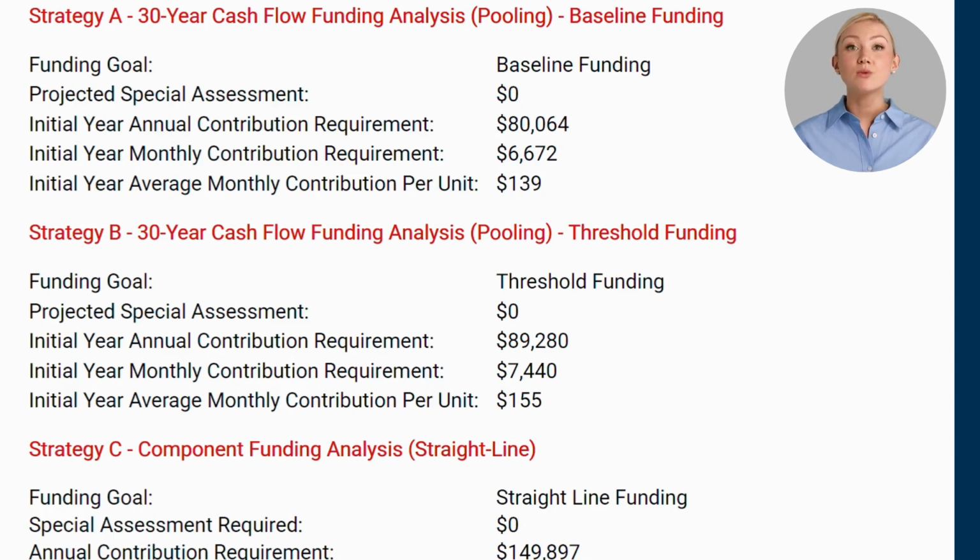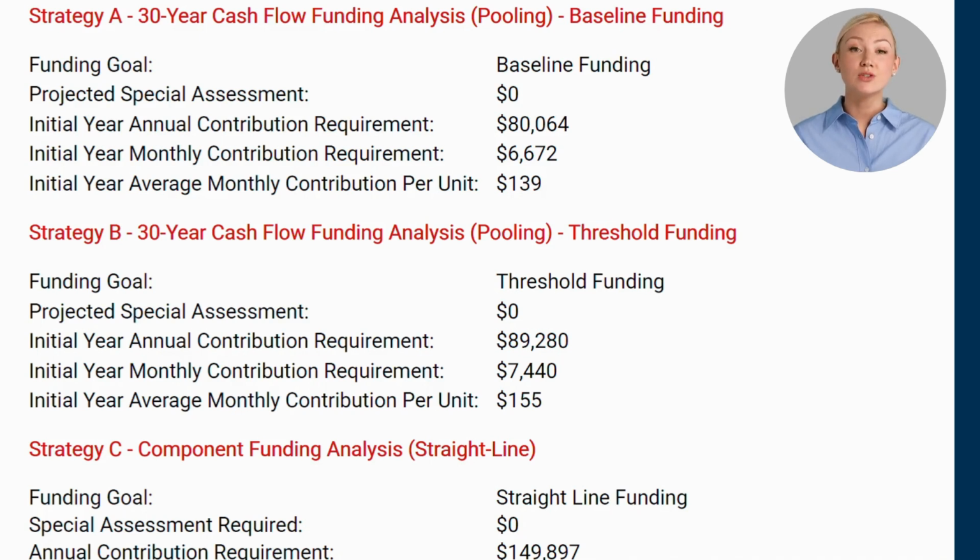However, in one or more years, the year-end reserve balance may come very close to zero, leaving little margin for error. Because of this, the strategy carries a higher risk of leading to future special assessments or the need for bank loans. Strategy B is the threshold funding model.